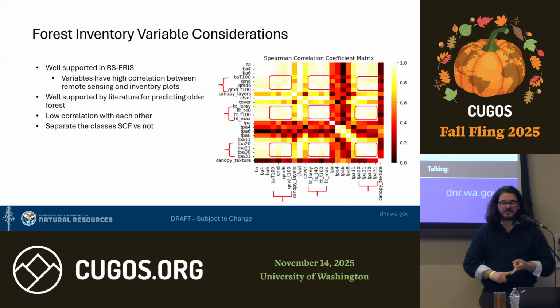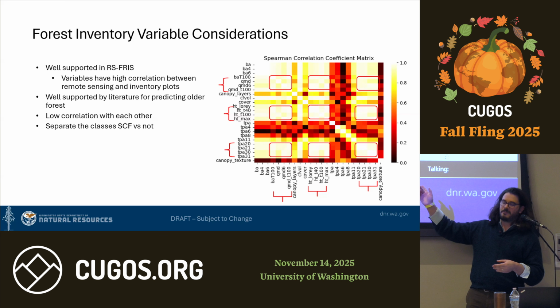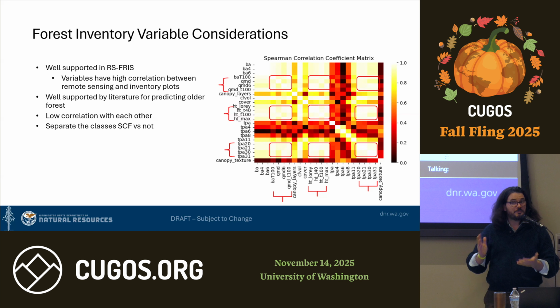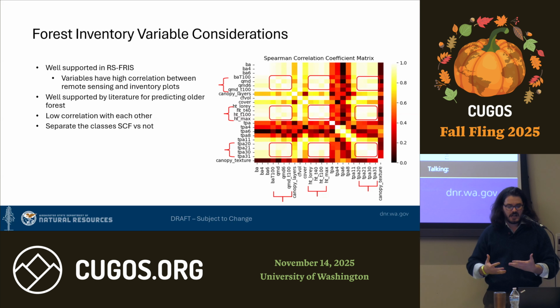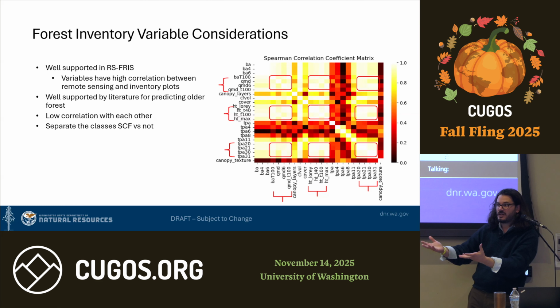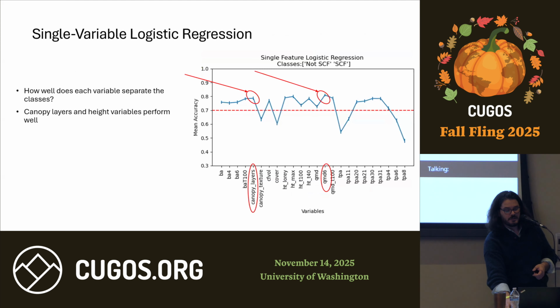We also can look at the literature. We are not the first people who've done this. So yeah, let's look for some of those variables. We also want low correlation between the variables, which is what this kind of heat map is showing. And maybe most importantly, we want to select variables that separate these classes of this is structurally complex forest, this is not structurally complex forest. And then we build the models.